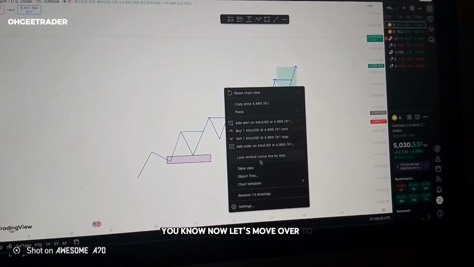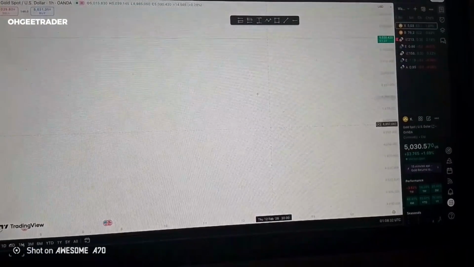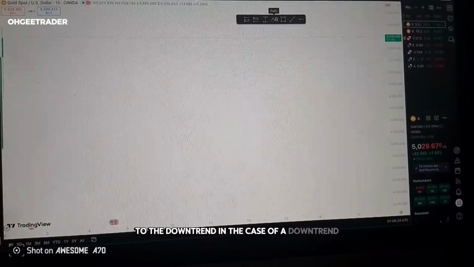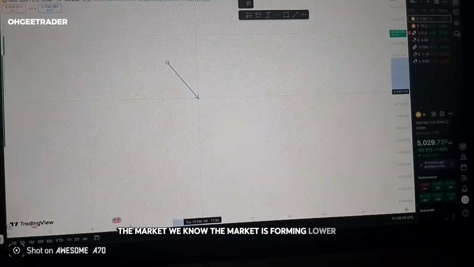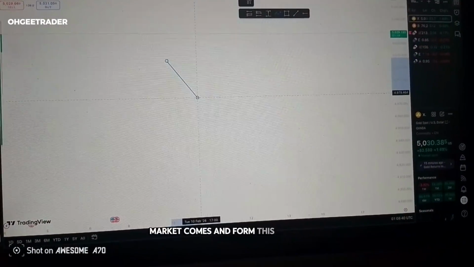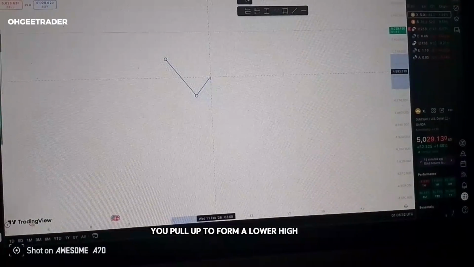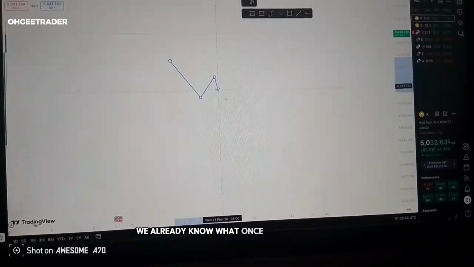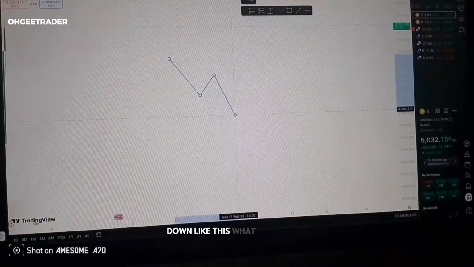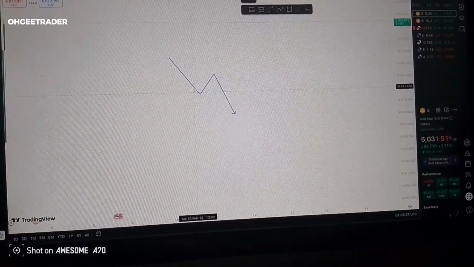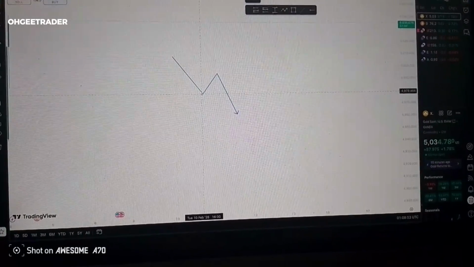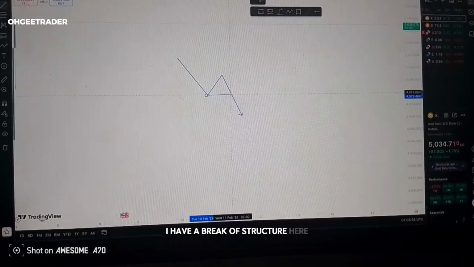Now let's move over to the downtrend. In the case of a downtrend, the market is forming lower lows. The market comes and forms this lower low, you pull up to form a lower high, right? We already know, once the market goes down like this, what is this area? We have a break of structure here.